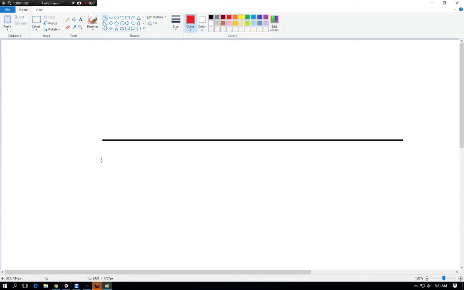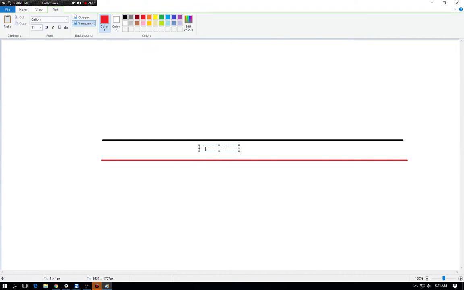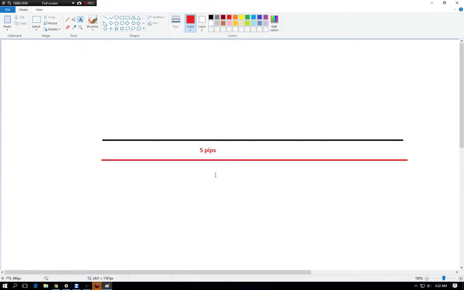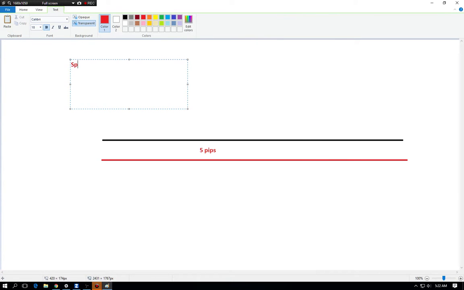Or that's our entry. Sorry, I'm trying to make sense of this. Now for a sell, it's a little bit different. This is going to be a sell. Let's say we put in a take profit of 5 pips, so from here to here is 5 pips. Now let's say our spread is 2 pips, because that's about my average.